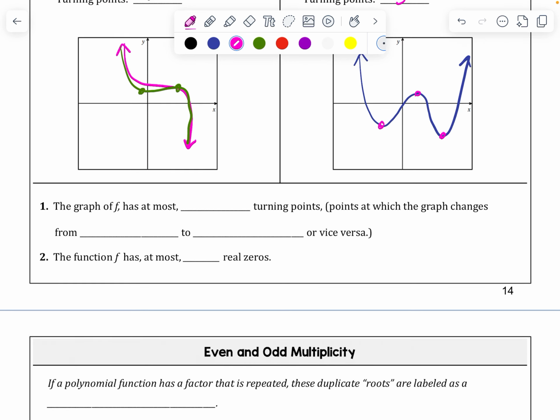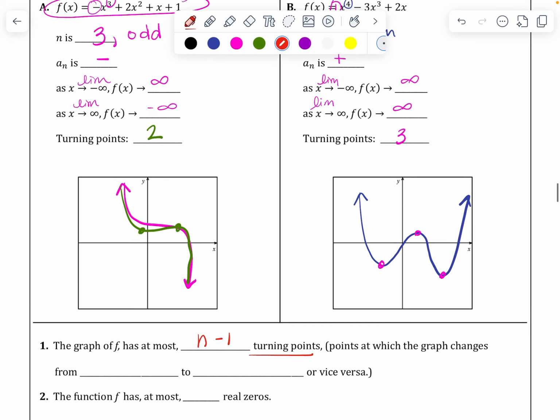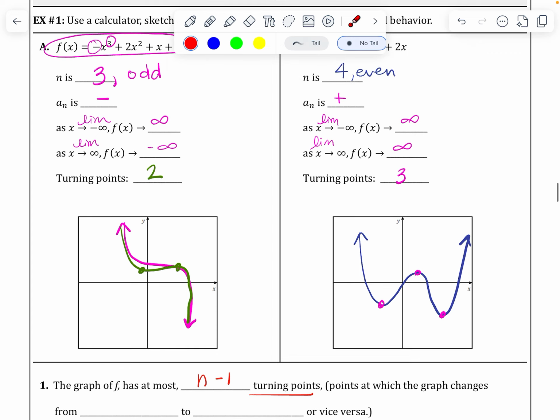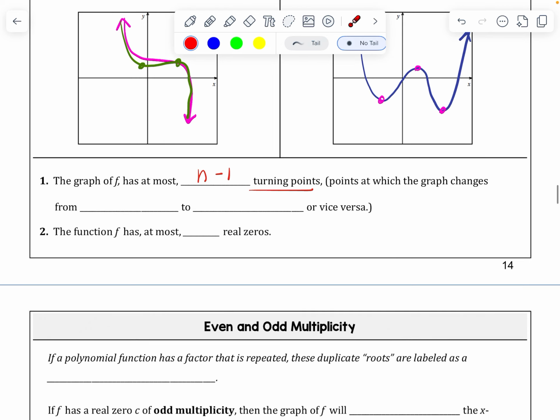So what do we notice? That the graph has at most n, meaning the degree, minus 1 turning points. And if we look at this here, our degree was 3, but we had 1, 2 turning points. And here our degree was 4, but we had 3 turning points. And that's because it's going to be 1 less than the number of directions that our graph goes. So we know turning points happen when a graph goes from increasing to decreasing or vice versa.